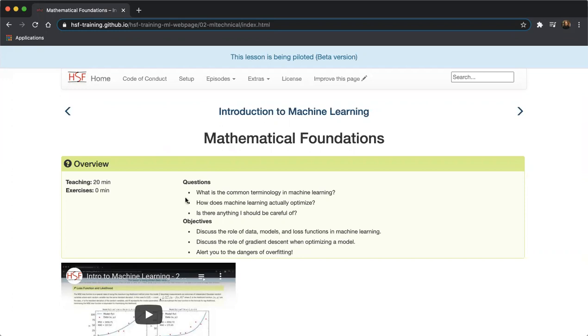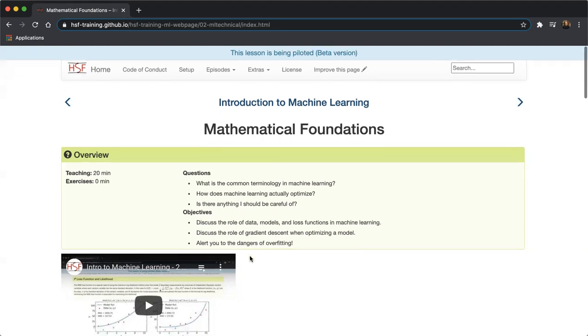So some questions you might have coming into this include, what is the common terminology in machine learning? How does machine learning actually optimize? And is there anything I should be careful of? So we're going to address those questions by discussing the role of data, models, and loss functions, the role of gradient descent when optimizing, and alert you to the dangers of overfitting.